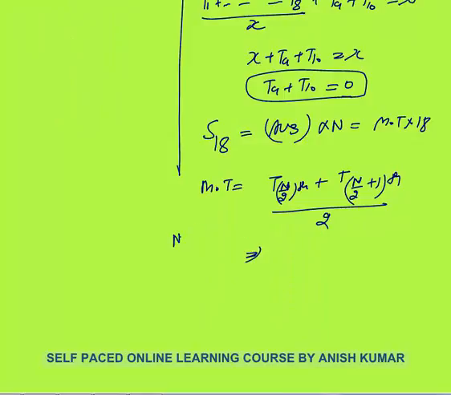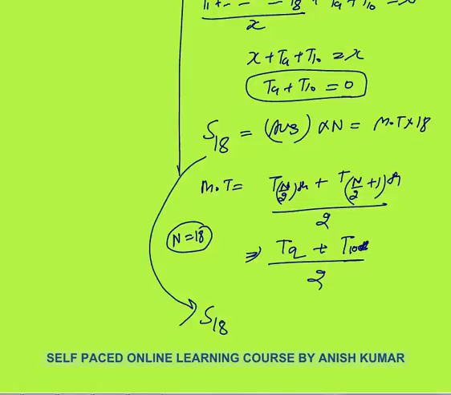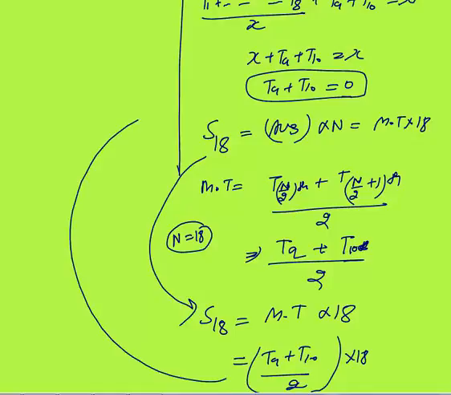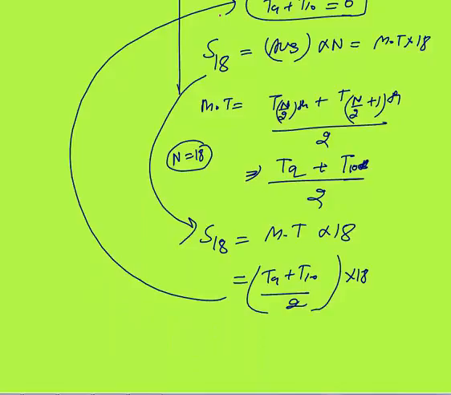Now what is n? In our case the n is 18. We need to find the sum of the first 18 terms. So there will be the 9th term plus the 10th term by 2. That will be the middle term. So we need to calculate the sum of 18 terms. We know that middle term into number of terms, 18. Middle term is t9 plus t10 by 2 into 18. Now we have just calculated t9 plus t10 is equal to 0. So the answer will be 0 into 18, 0.